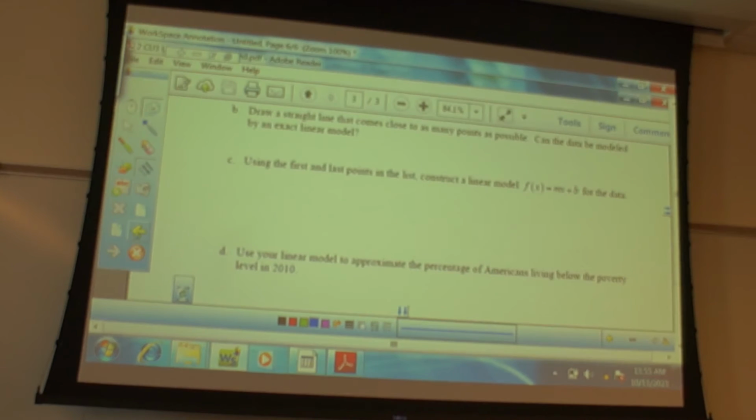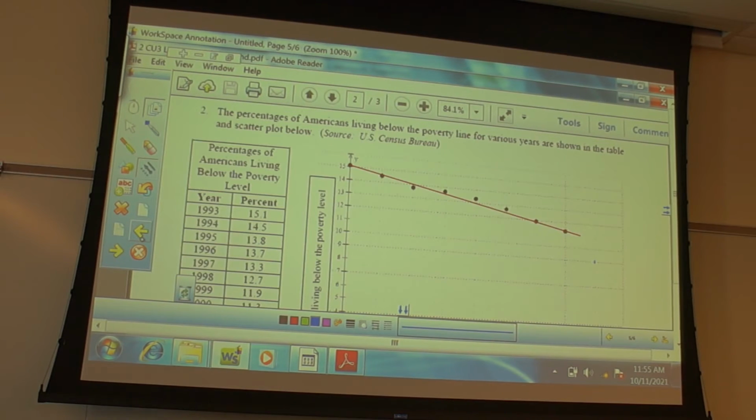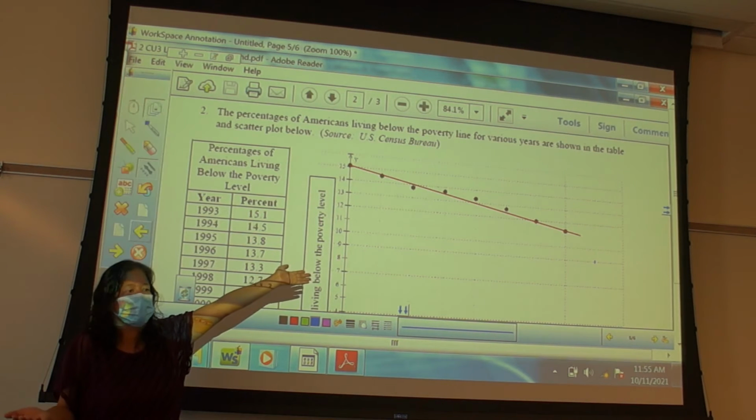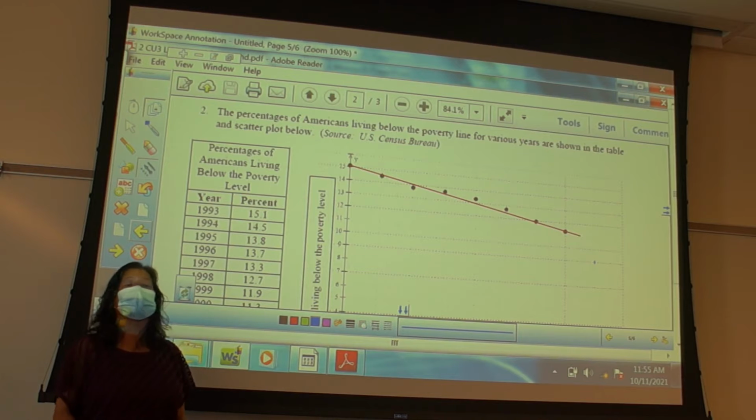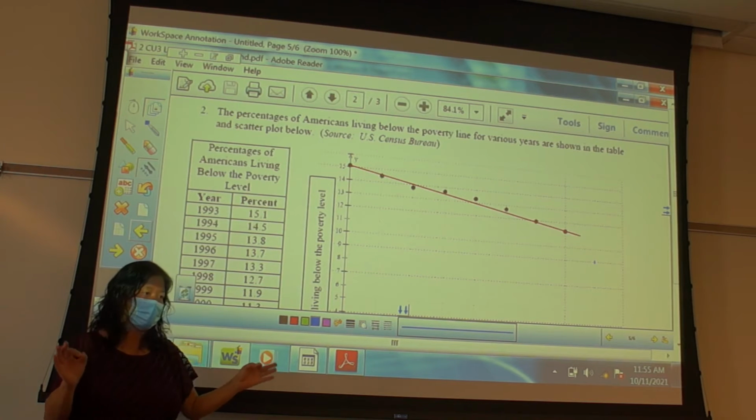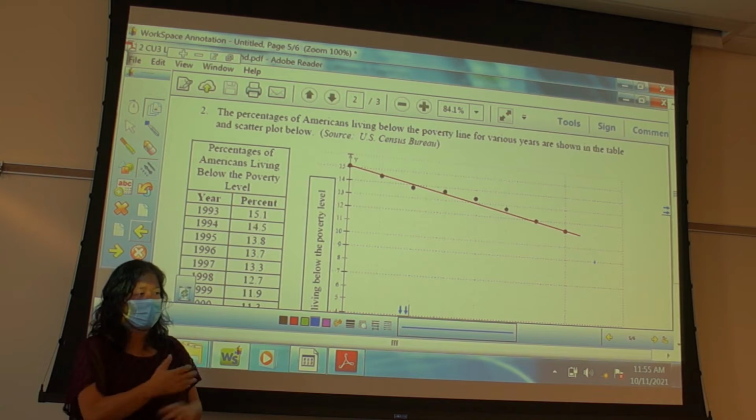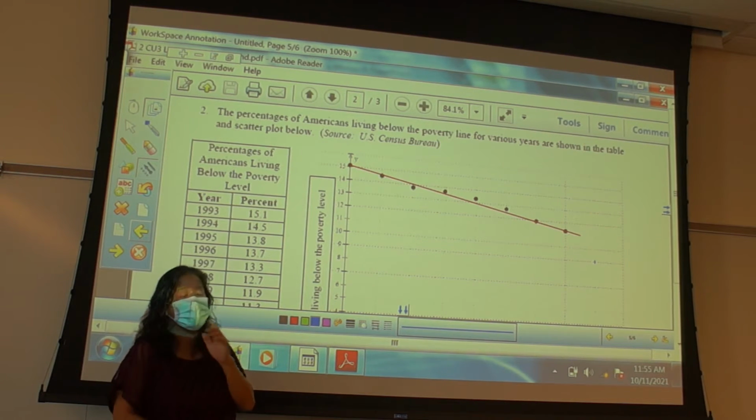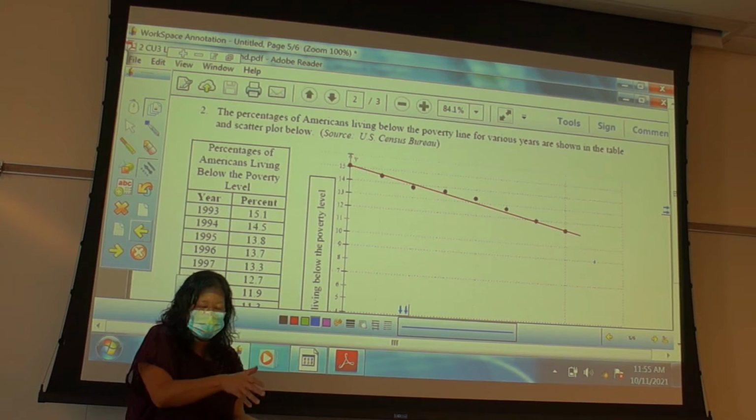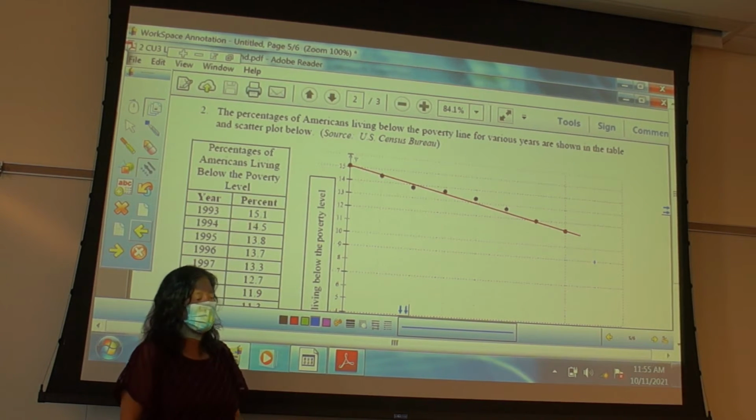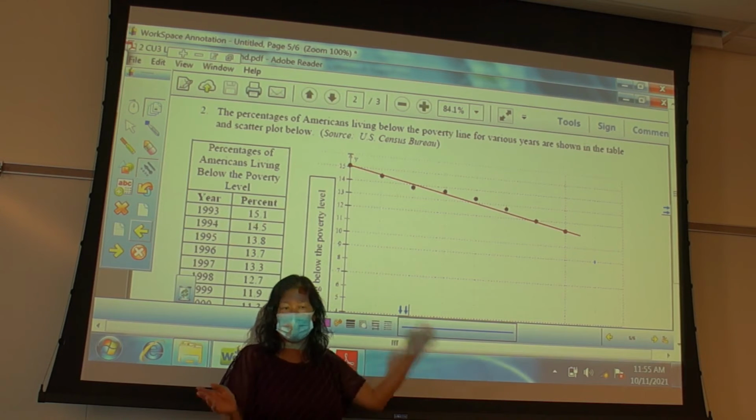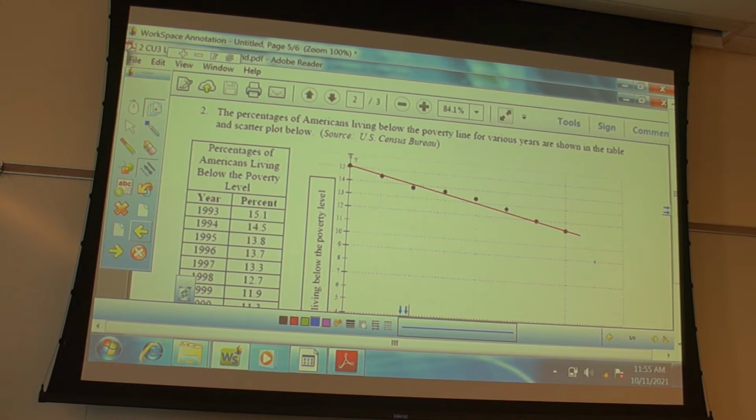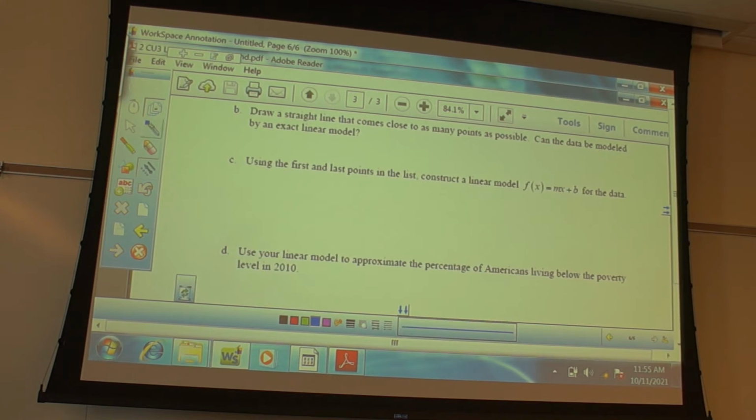Can it be modeled by an exact linear model? Are all these points exactly on there? No. They're close. So it's not an exact linear model. Like I said, in life there's very few exact linear models. Unless you're buying things, or things are draining. Well, actually not true, some things are. If it's an enclosed situation, then it can be exact. But if it's data with people in the world, it's very rarely exact. So it's not an exact linear model.